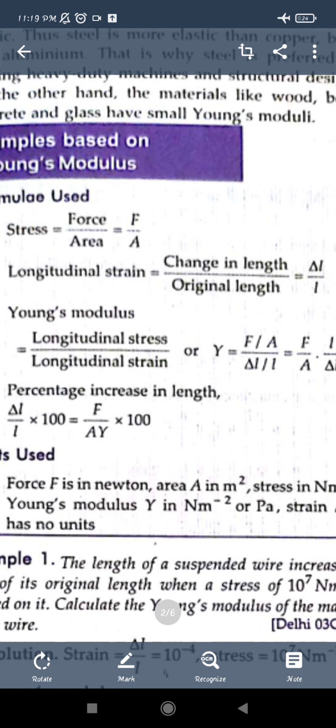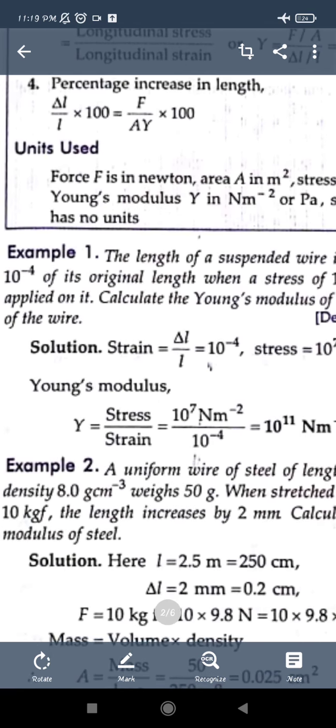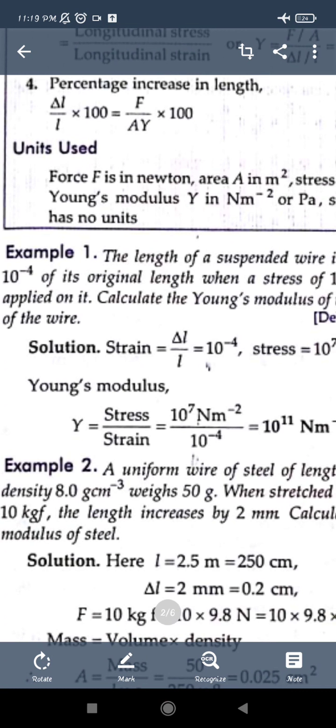So Young's modulus is just the ratio of the stress and the longitudinal strain, that is force upon area, L upon del L, where del L is the change in the length. So on taking this formula, we can use the Young's modulus. Here see the numerical: the length of the suspended wire increases by 10 to the power minus 4 of its original length. So whatever the original length is, it is increasing by 10 to the power minus 4 of its original length.